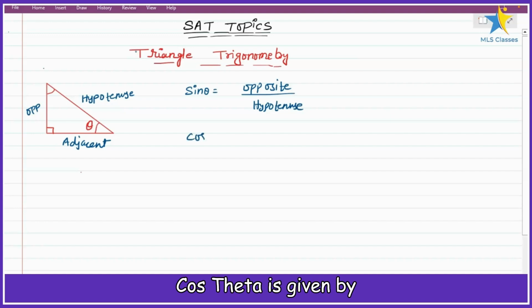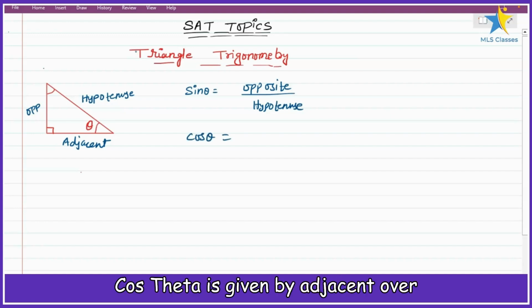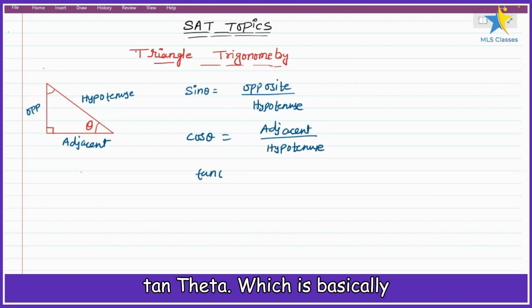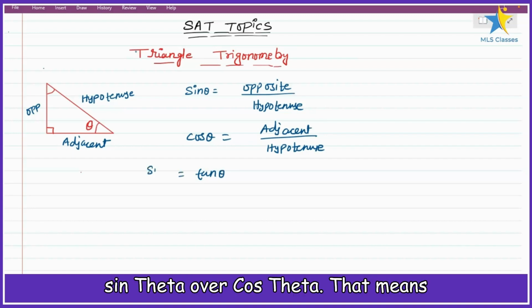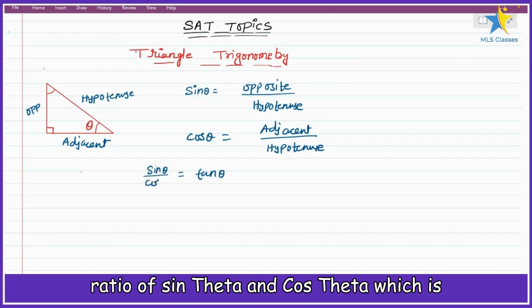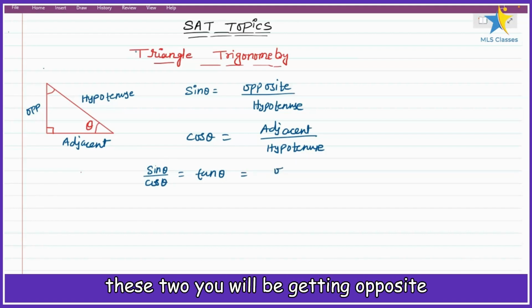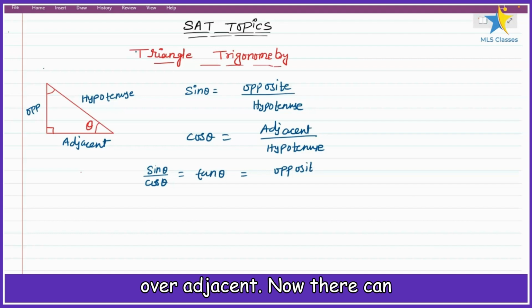Cos theta is given by adjacent over hypotenuse. Next is tan theta, which is basically sine theta over cos theta. That means the ratio of sine theta and cos theta; if you divide these two, you will get opposite over adjacent.